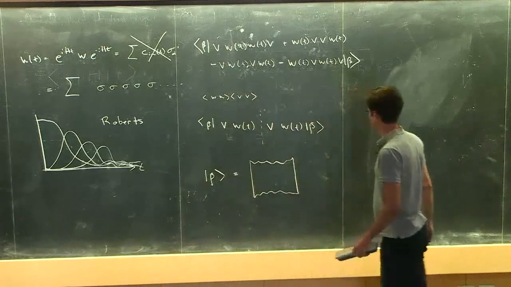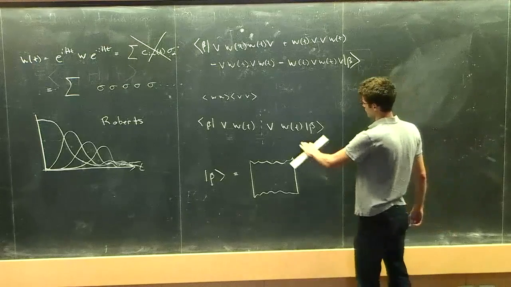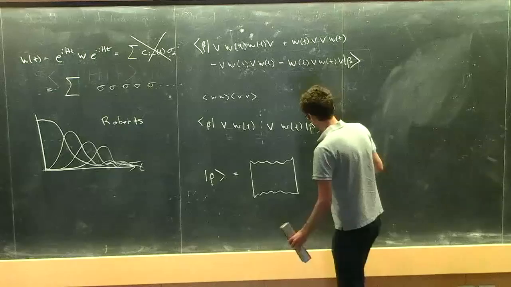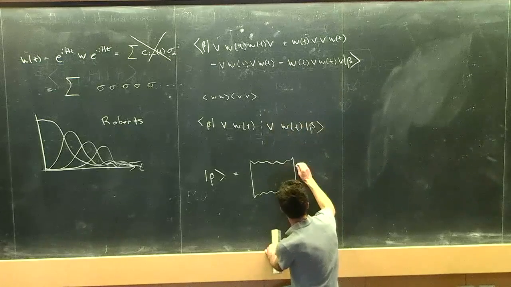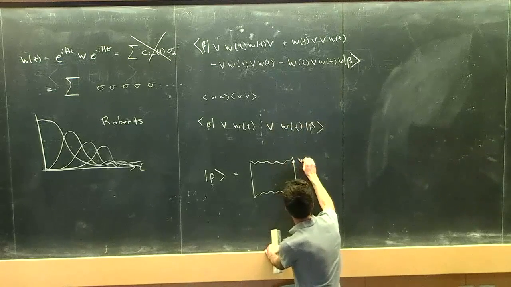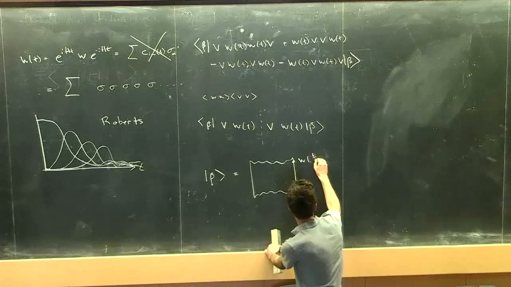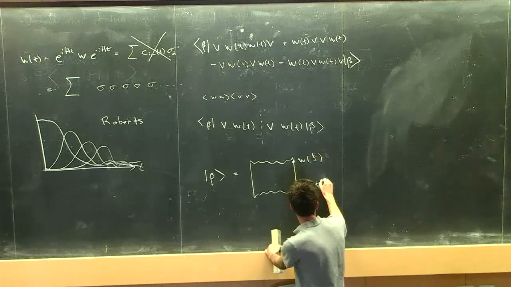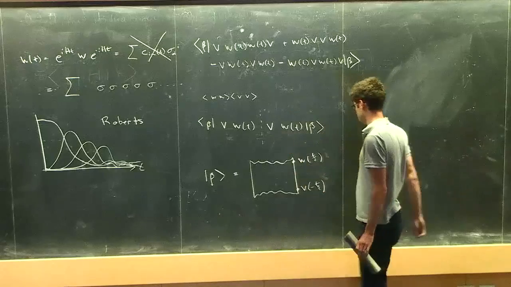And we need to understand what the bulk states look like when we apply products of operators W of t and V. Actually, to make the picture slightly clearer, I'm going to think about an operator W at time t over 2, an operator V at time minus t over 2, instead of one at t and one at 0.